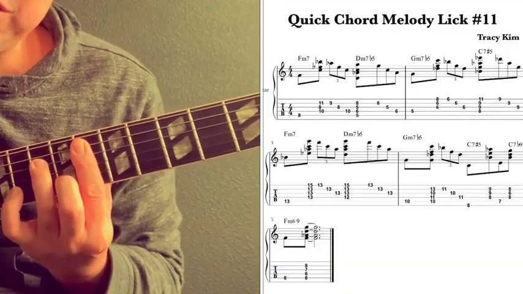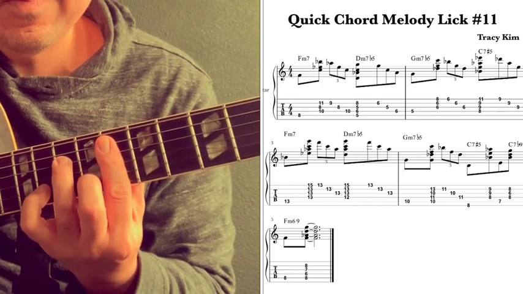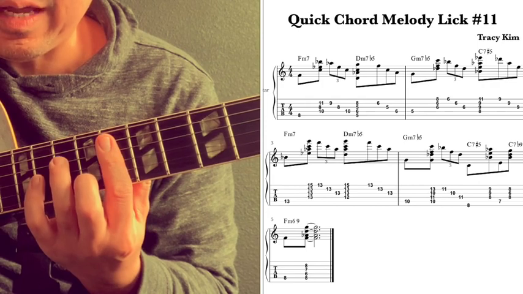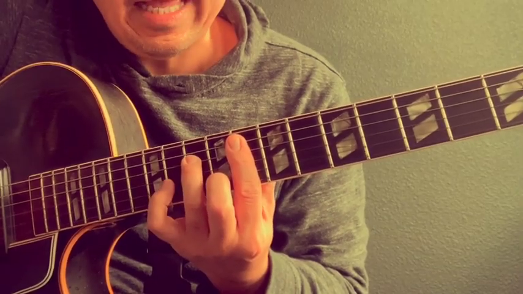So what I'm doing with this little exercise, or chord melody quick lick, is starting up here on F minor 7 in this position, but I'm starting on the 1. It's a little technical thing. I wanted this particular triplet rhythm, 1 and 2 and.